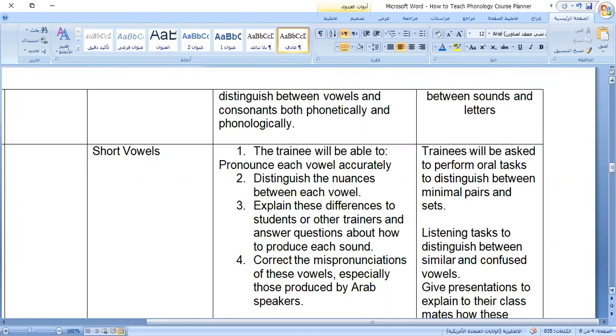To distinguish the nuances, the slight differences between each vowel. And the differences between vowels are tricky, okay? They are not that big. So some vowels are actually mixed together. We cannot make these differences between them. So we should know the slight differences between them in order to pronounce them correctly and to teach others how to pronounce them correctly.